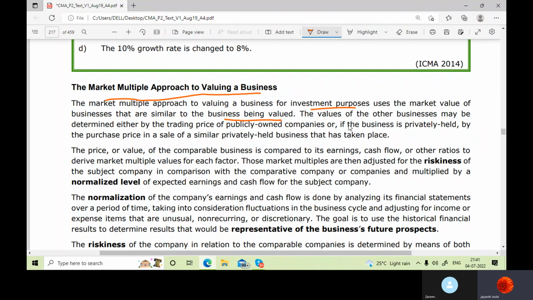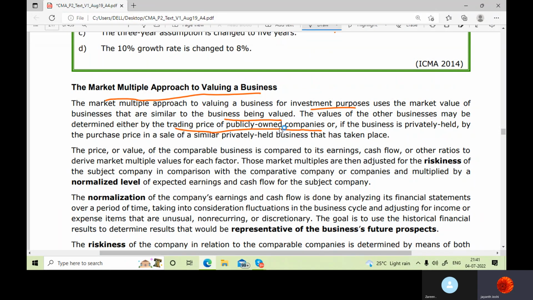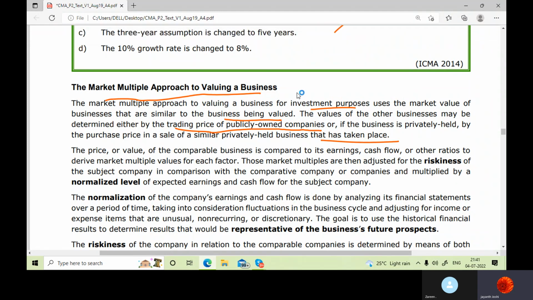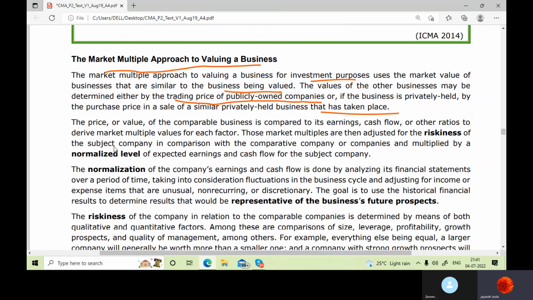Okay. So the values of other businesses may be determined either by the trading price of publicly traded or publicly owned companies, or, if the business is privately held, by the purchase price in a sale of a similar privately held business that has taken place. So it may be determined by the trading price, like at what price the publicly owned companies are trading. So we can take the share value and find out the company's value. For private companies, we can see, if the company is sold today in the market, what people are ready to pay. Okay, so the price or value of the comparable business.